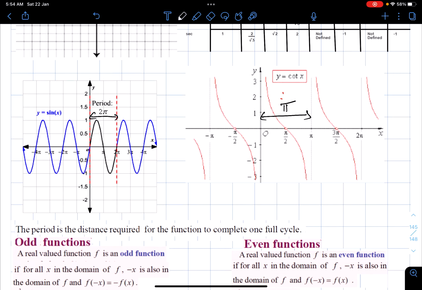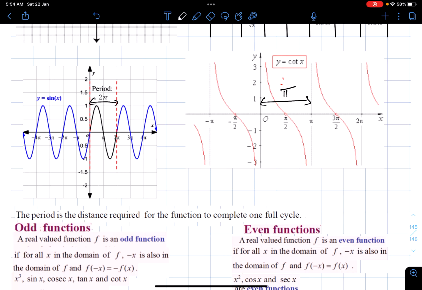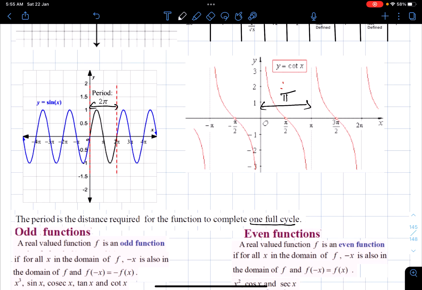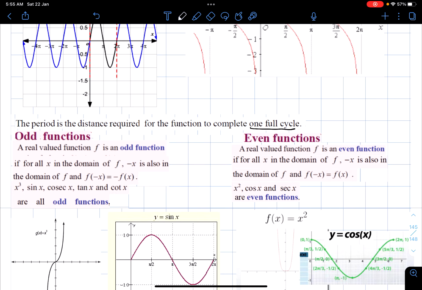Then the period is the distance required for the function to complete one full cycle. So this one full cycle, from 0 to 2 pi, this full cycle is called the period. Okay. And now let's come to odd functions and even functions.